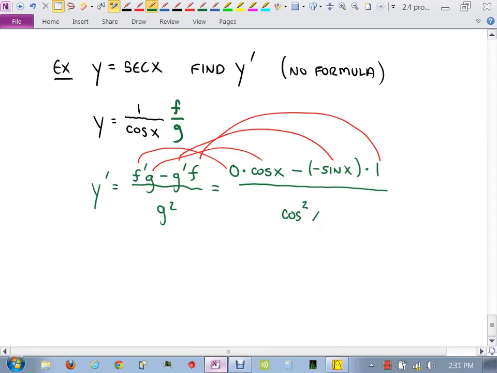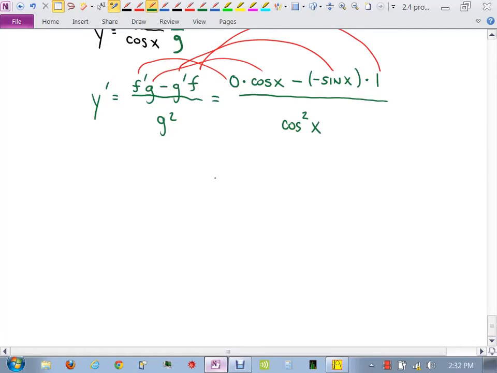You can do it two ways. You can do it this way, or you can put the cosine in parentheses and square it. All right. That equals what? The 0 times cosine x is gone, right? Minus a minus is plus, so we have sine x over cosine squared x.